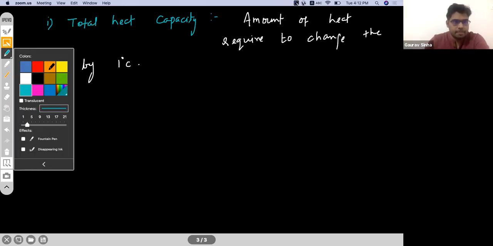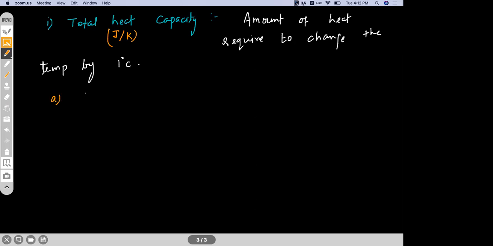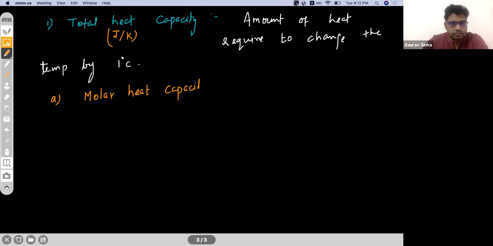The unit of this: joule is the unit of energy, Kelvin is the unit of temperature. Here we have change in temperature, so whatever unit you take does not make any difference. Joule per Kelvin we can write. Now this total heat capacity is classified into two types. The first one is molar heat capacity. I'll change the notation so that it will be easier for you to understand.